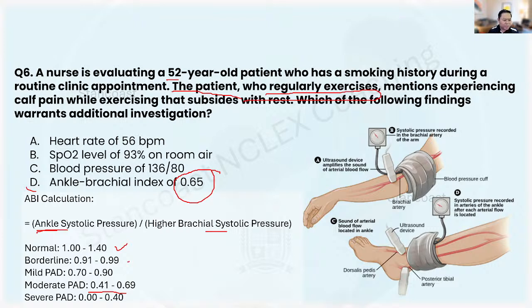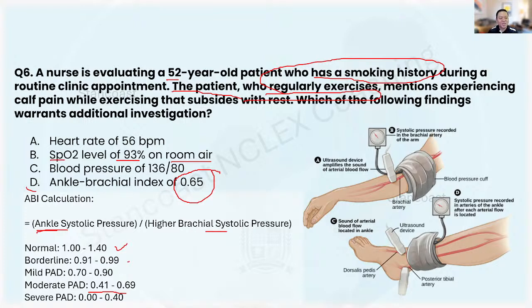B, I hope that you're able to listen to my explanation earlier, or I don't know if you just came in. But the saturation of 93 on room air is going to be acceptable in a patient that has chronic cigarette smoking. They are known to have levels in the 90s, or 88, 89 to 93. I know C is normal too, 120 over 80. So we are going to eliminate that as well. Yeah, you're thinking. That's good.